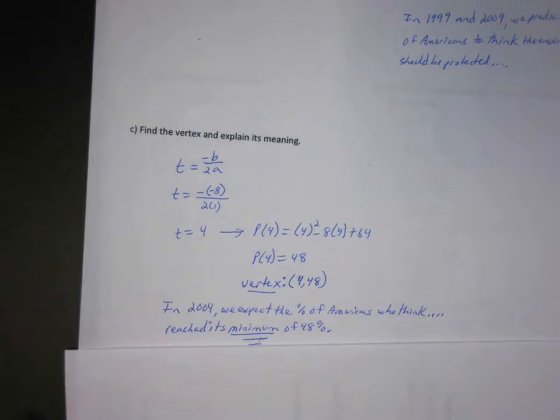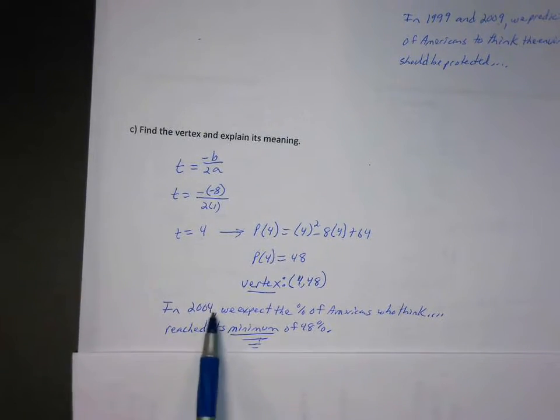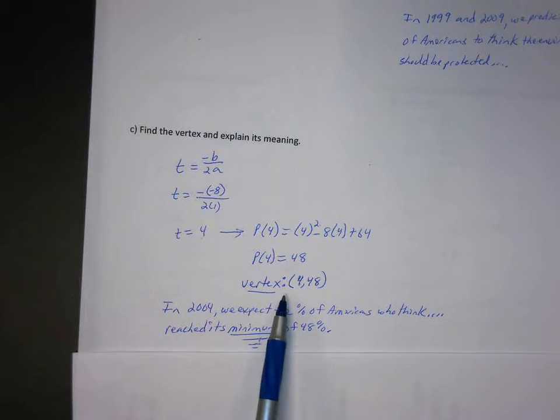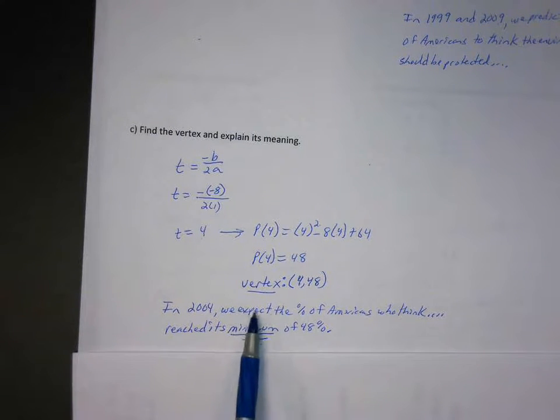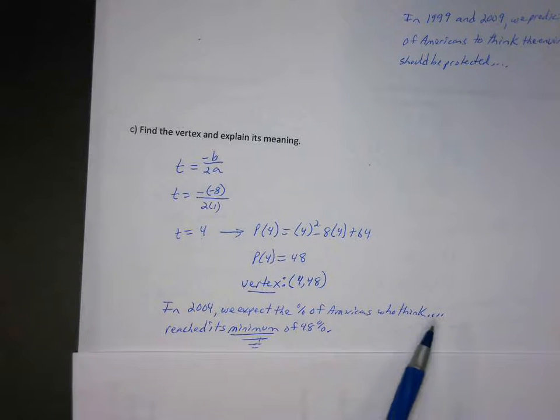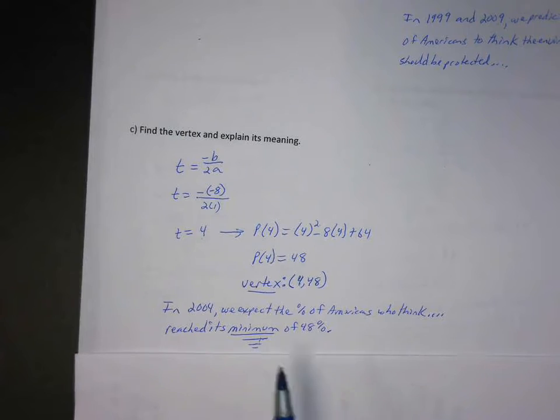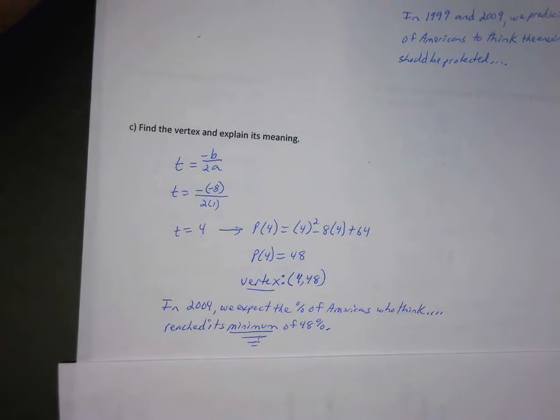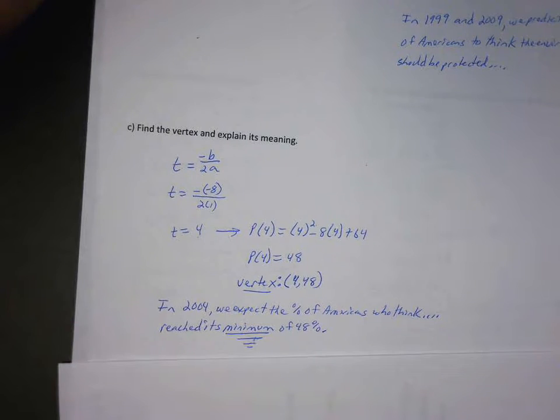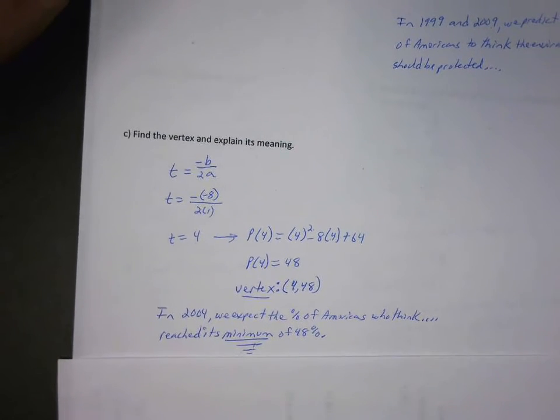Okay, so the way you word your explanation: in 2004, and that's coming from the t equals 4, we expect the percent of Americans who think the environment should be protected even at the risk of curbing economic growth to reach its minimum of 48%. Using the word minimum there is important because it's a vertex, which means you're specifically looking at a maximum or a minimum, so you have to figure out which one it is.